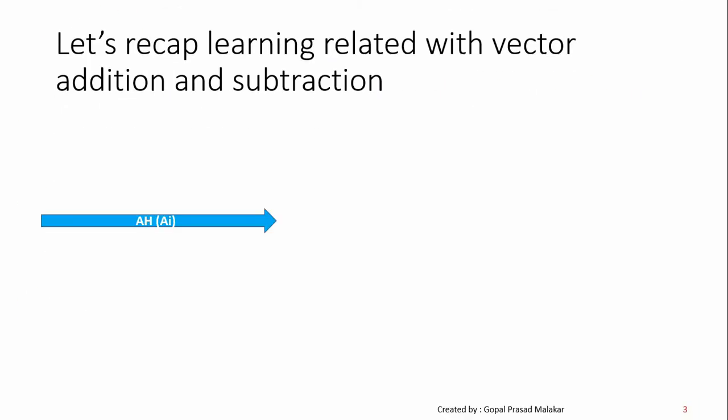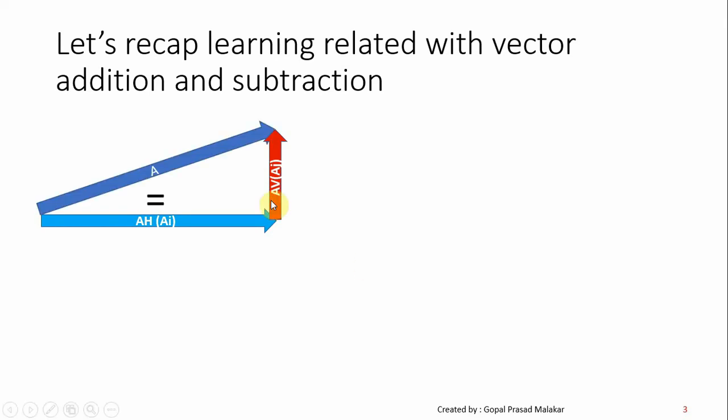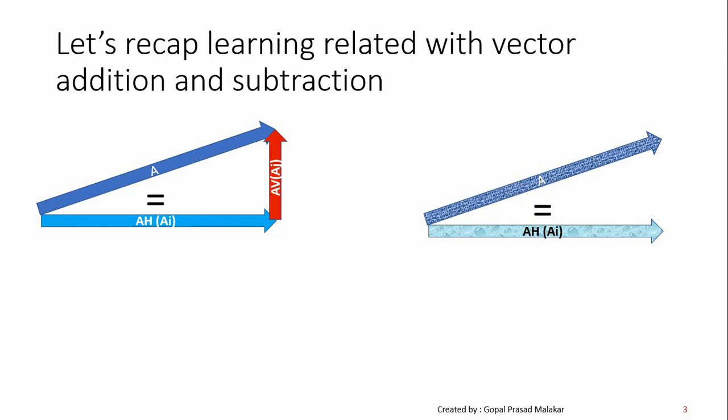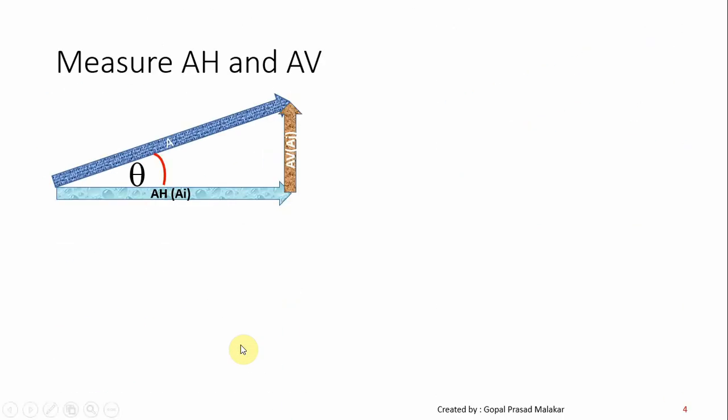So if this is the vector A, AH is the horizontal component and this is the vertical component, it will lead to this kind of vector. And I had shown you practically that if there is a horizontal movement and there is a vertical movement, it is as good as another vector movement in this direction. And the reverse is also true. If there is a vector like A, you can say it is as good as there are two vectors AH and AV. AH is the horizontal component, AV is the vertical component. So AH plus AV equal to A. Second thing, how will you measure AH and AV?